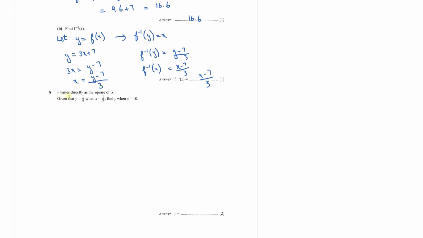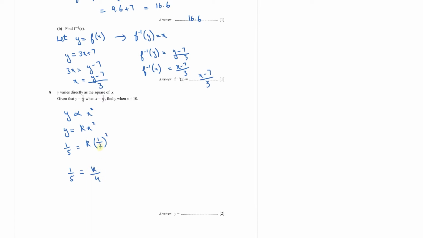Question 8 is y varies directly as the square of x. So y is directly proportional to the square of x. That means y equals some constant k times x squared. Given that y equals 1 by 5 when x equals 1 by 2, find y when x equals 10. So first we need to find the value of the constant k, and we are given y and x values. So y is 1 by 5 equals k, and when x is 1 over 2, so 1 over 2 whole squared. So 1 over 5 equals k over 4.